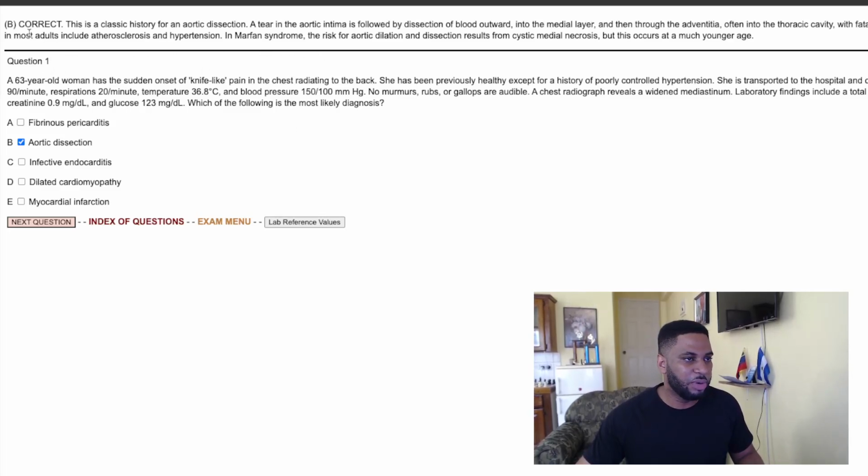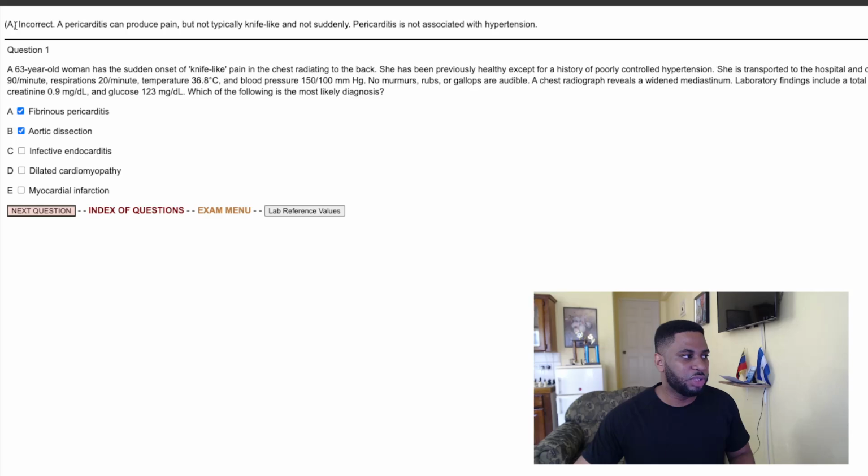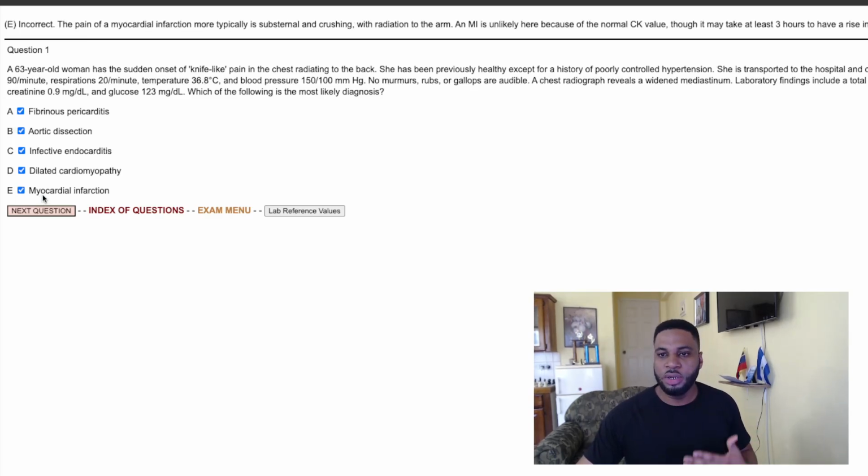That's what I'm talking about here, right? They'll give you the explanation. It's very short. It's not similar to what you have on UWorld, but it is something, right? And if you click on all the other options, WebPath will tell you it's incorrect. They'll kind of tell you why it's incorrect, and you can learn from here.